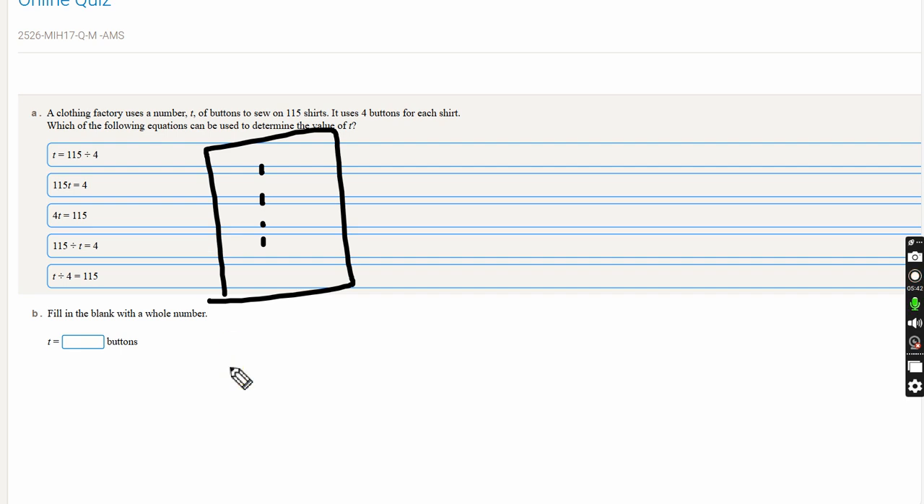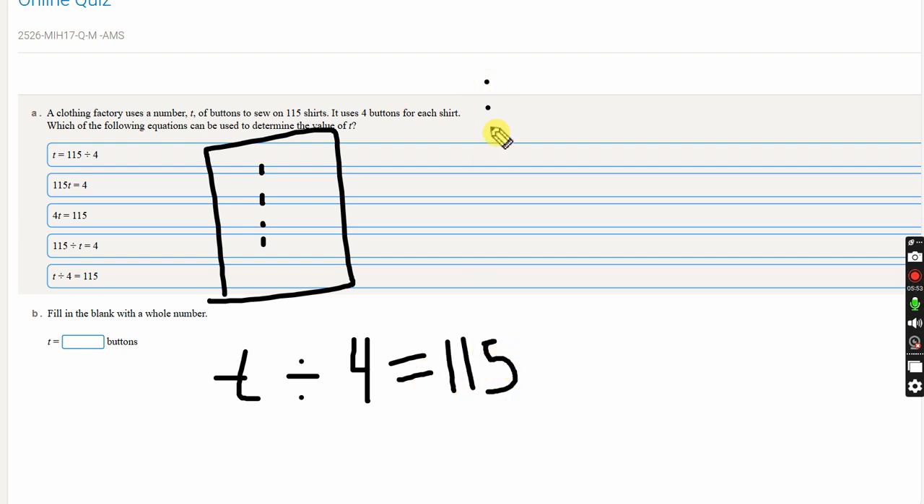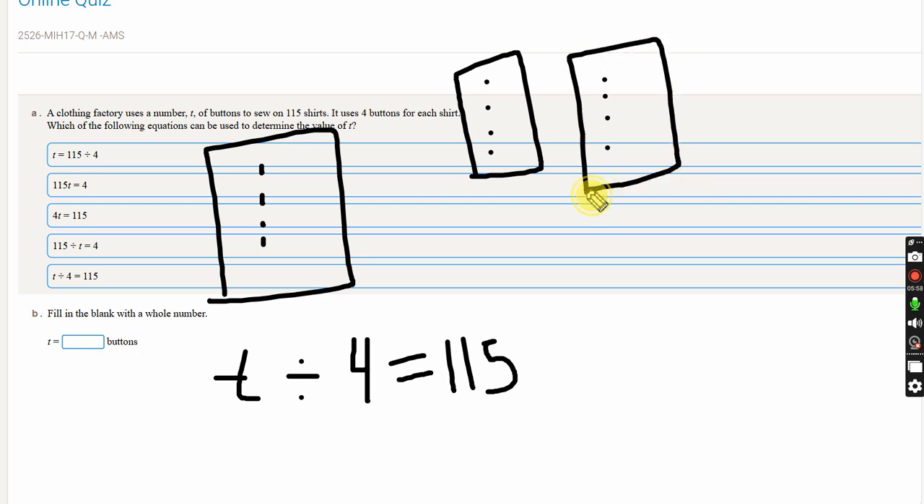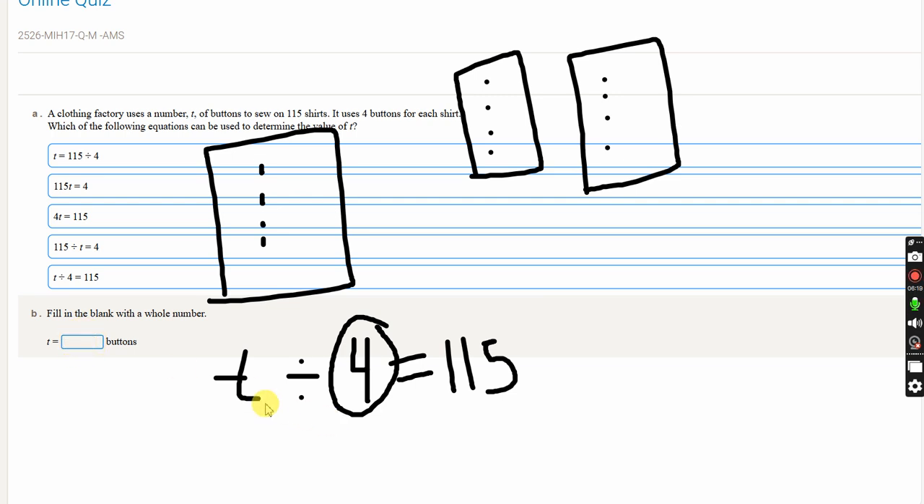So if I have a lot of buttons and I divide them into 4, I'll find out how many shirts I can make, right? Whenever I have 4 buttons, I can make a shirt. That's why I'm dividing them into 4 groups and finding out how many shirts this unknown number of buttons can get me. This unknown number of buttons can get me 115 shirts because I divided them into batches of 4. So 4 buttons, 1 shirt. Then another batch of 4 buttons, another shirt. So in this batch of buttons, I could divide by 4, I could make 115.